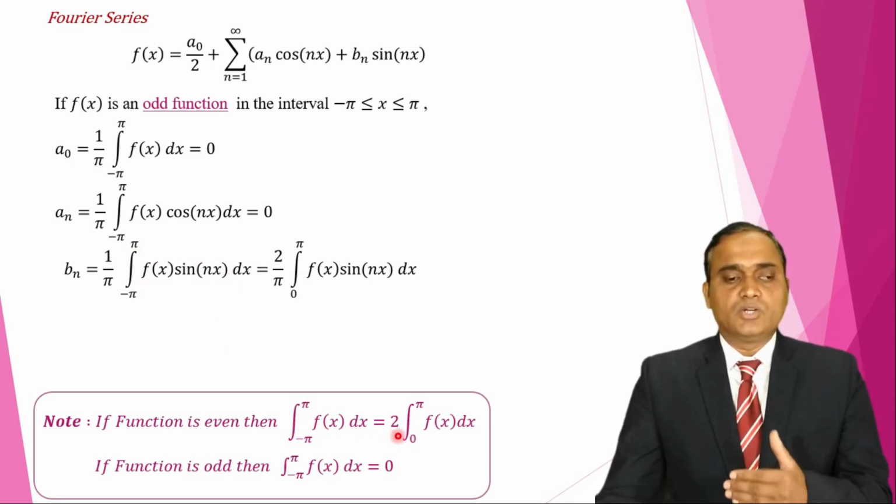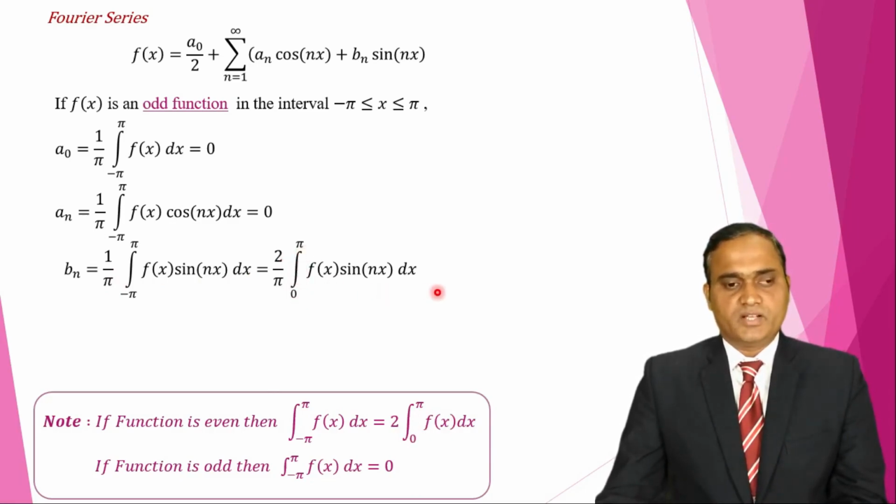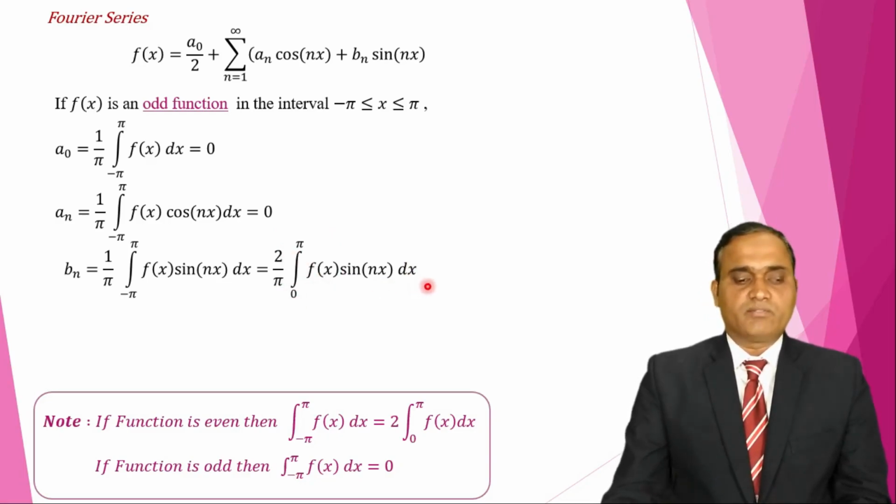I can write it as 2 times the integration from 0 to pi of f of x dx. So I write this as 2 by pi integration over 0 to pi of f of x sin nx dx. So our Bn formula is now 2 by pi integration over the limit 0 to pi of f of x sin nx dx. This is our Bn value.